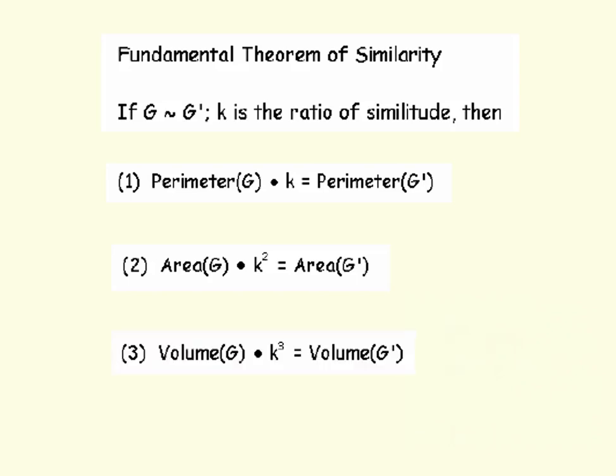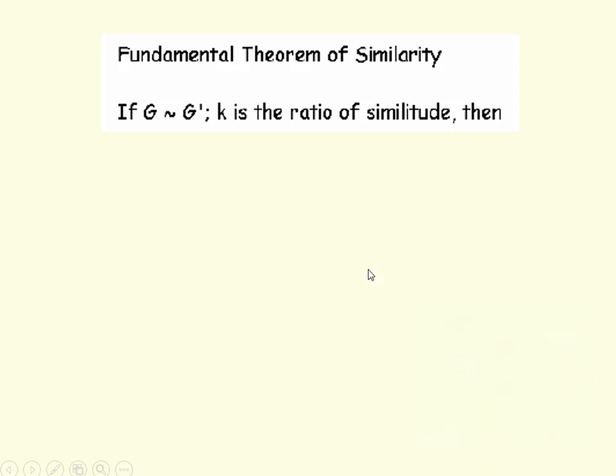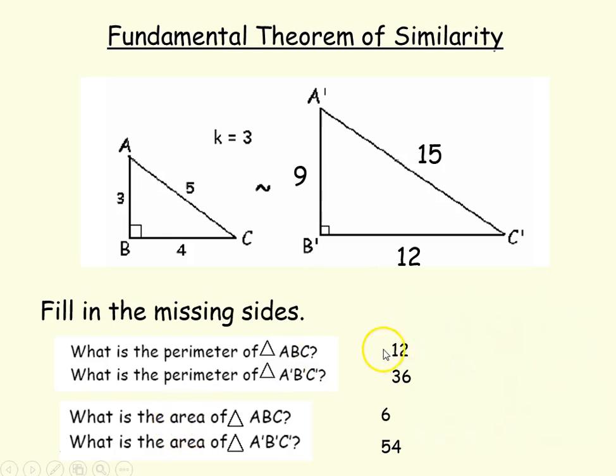And then the volumes are going to be related by the scale factor, or the ratio of similitude, to the third power. This one we haven't looked at just yet, but we can take a look at the perimeter and area. Going back here real quick, we'll notice that 12 times 3 is 36 because the perimeters are related by the scale factor.